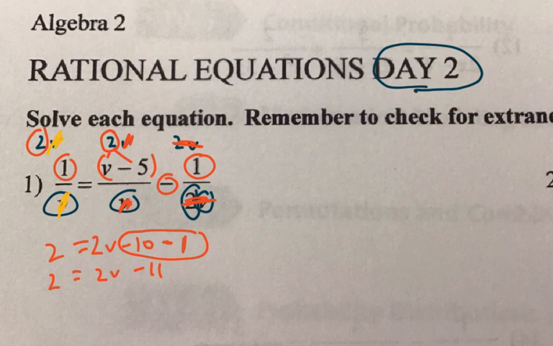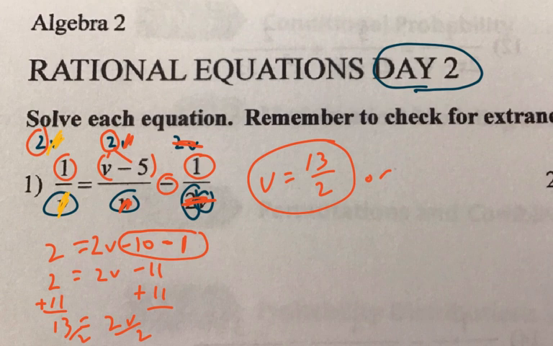And all we need to do now is solve it, right? I'm going to add 11. So 2V is 13. That means I'm going to divide by 2. So V must be 13 halves, or 6.5 if you divide it and make it a decimal. But the fraction answer is fine. You don't have to divide it and make it a decimal.